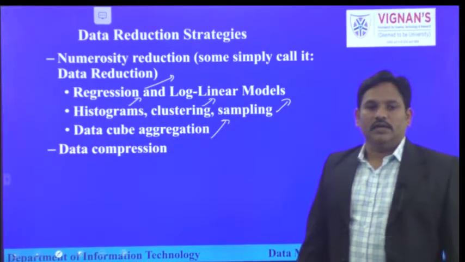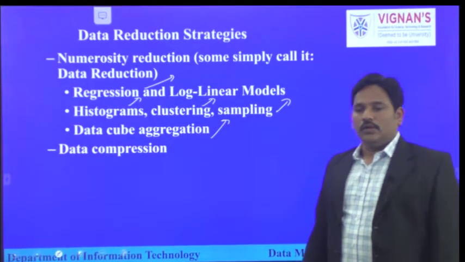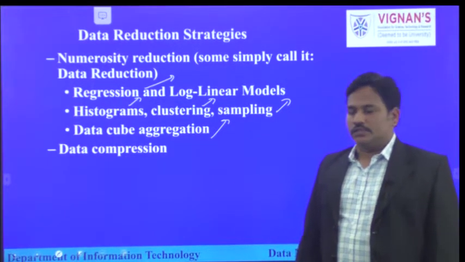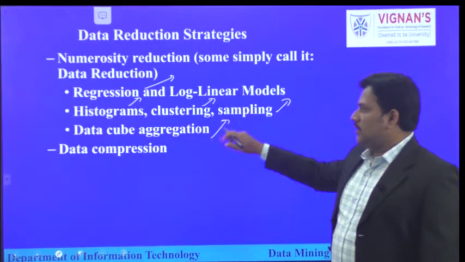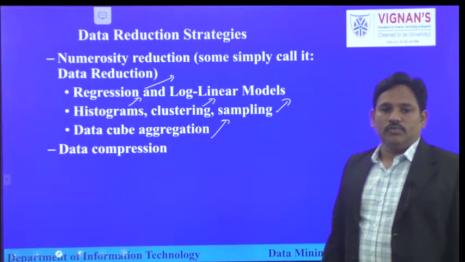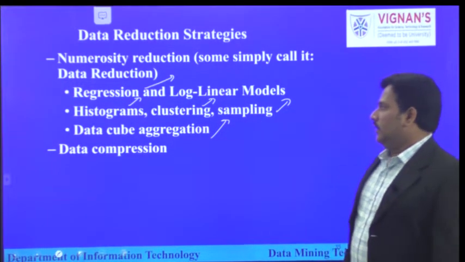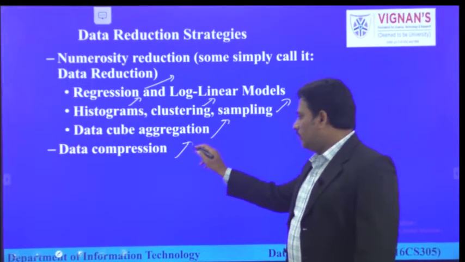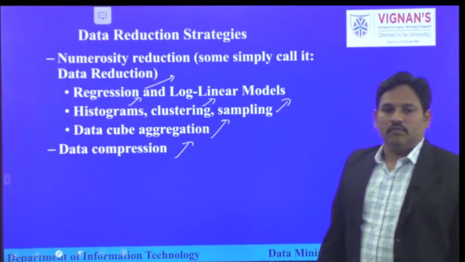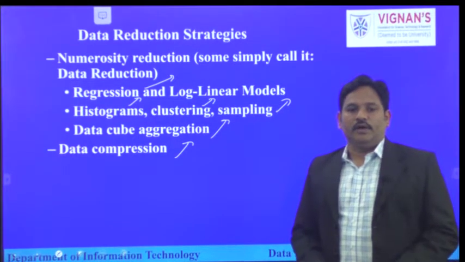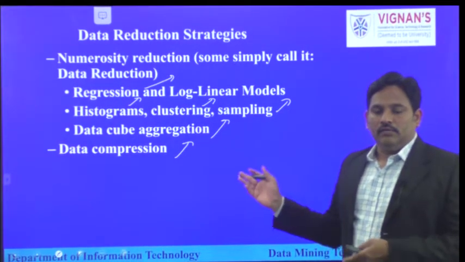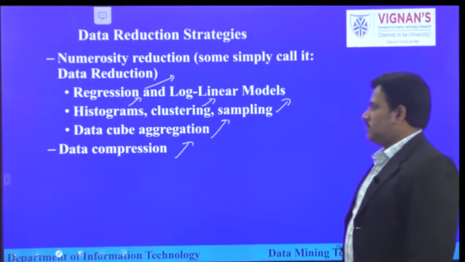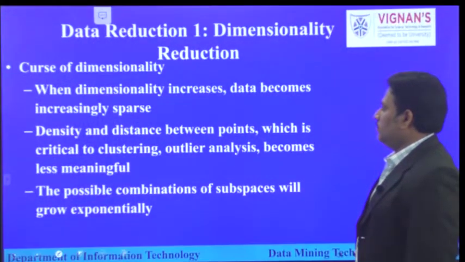That means on a multi-dimensional data model, we are going to apply data cube related aggregation operations. So these are the commonly used numerosity reduction, data reduction techniques. And also we can go for data compression. That means the voluminous data is going to be compressed by applying various data compression techniques. So the details of each and every technique we'll see now.